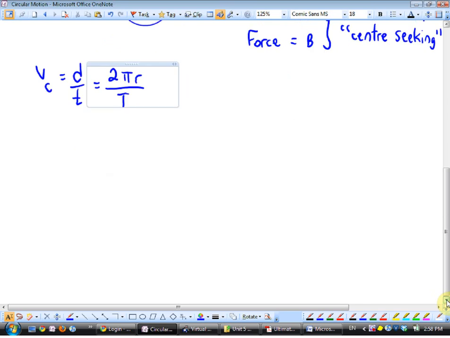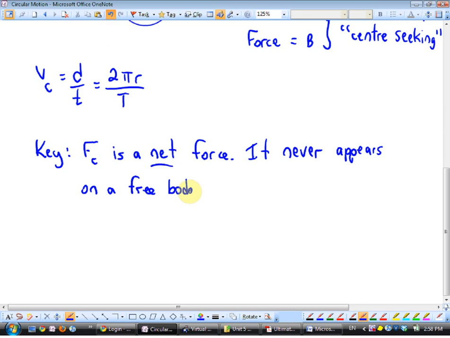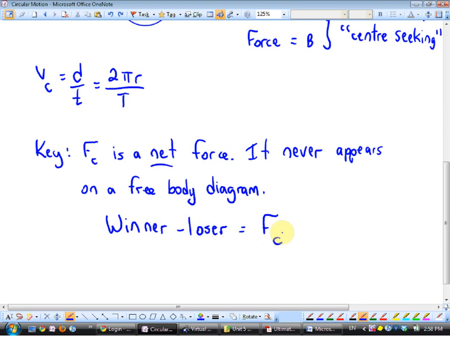Okay. And the last key idea that we said, FC is a net force. It never appears on a free body diagram. It's going to be winner minus loser equals, if you're moving in a circle, FC.